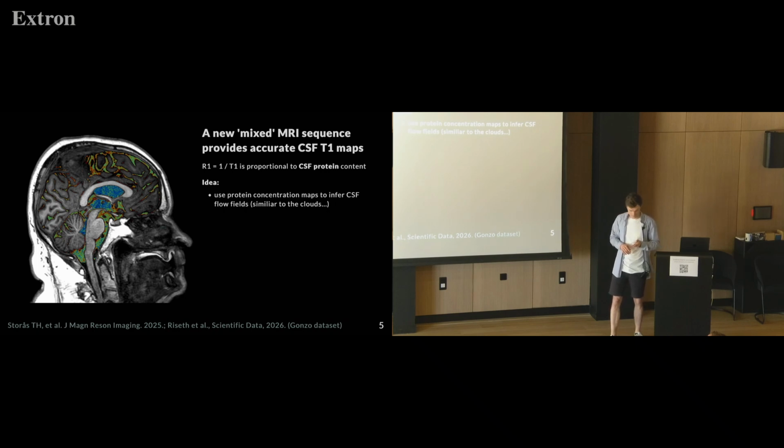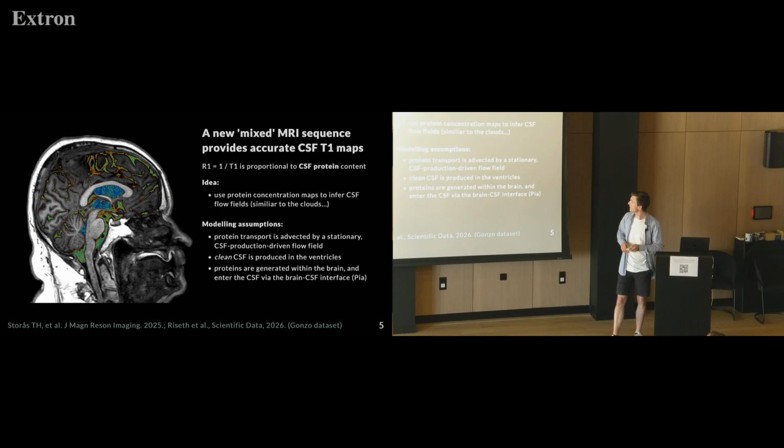So to do that, we need a few modeling assumptions. This is a relatively simple model. We just assume that protein is advected by a stationary CSF flow field that comes from CSF production and absorption at different points. And then we have clean CSF being produced in the ventricles and proteins being generated within the brain, and then they enter the CSF via basically the interface between the CSF spaces and the brain, which is the pial membrane.